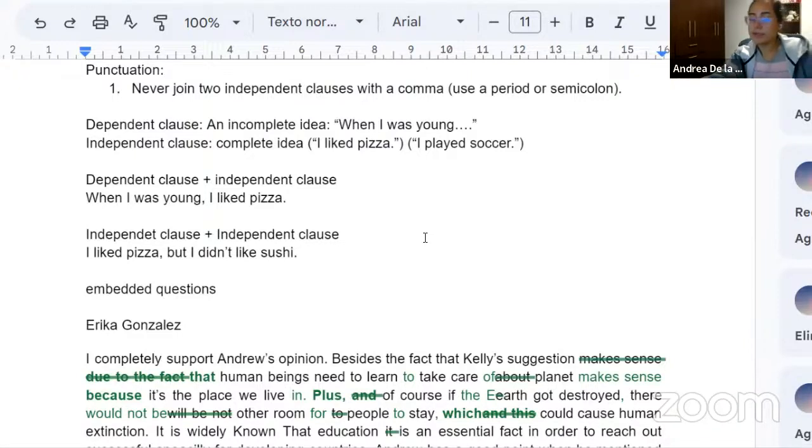Okay, guys. Does anybody else have anything to add? Anything else? Any question, maybe?